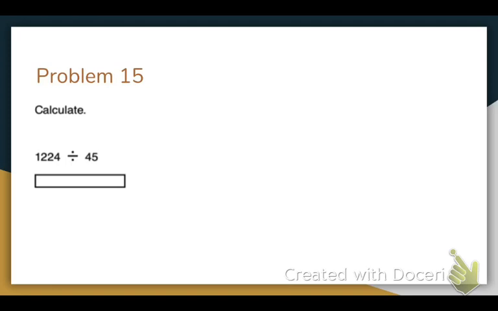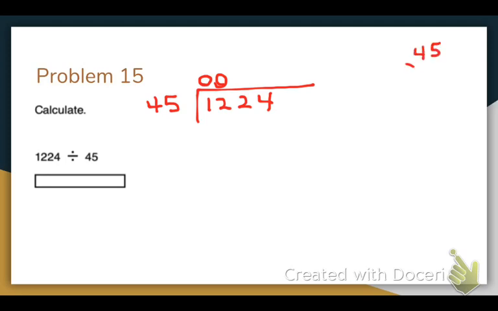Division. I told you, 6th grade, you're going to have lots of division. So we've got 1,224 divided by 45. 45 is not going to go into 1 or 12. So 45 into 122. I'm going to say 2 times. That's 10, 90. So that 90, the 0 goes underneath. Remember, keeping that all lined up.